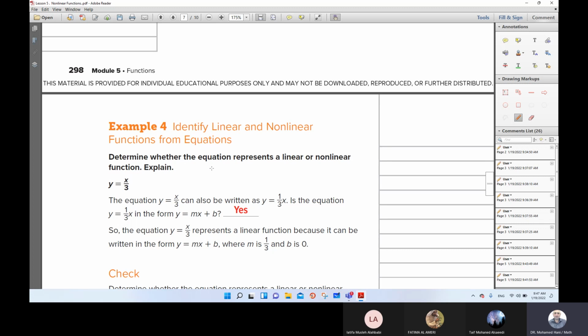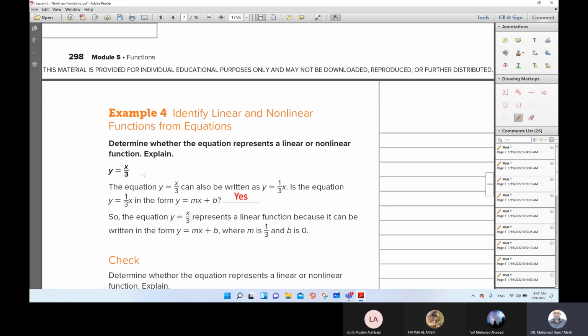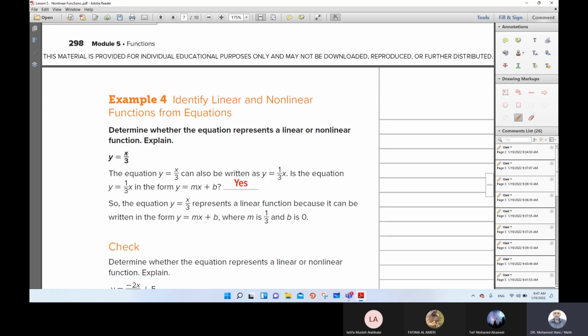Determine whether the equation represents a linear or non-linear function. Explain. Here, y equals x over 3. y equals x over 3 means y equals 1 over 3 times x. This is the same form, y equals mx.